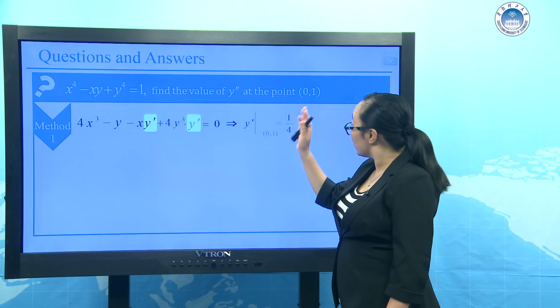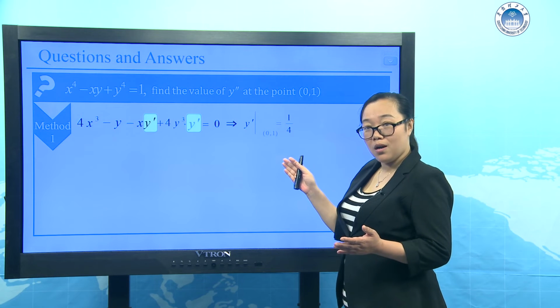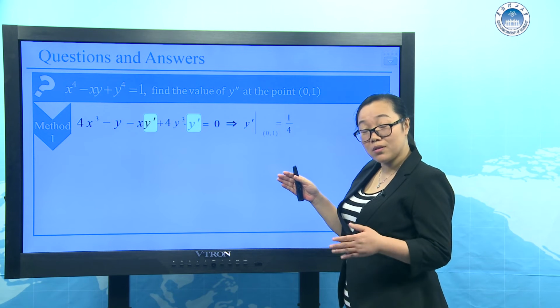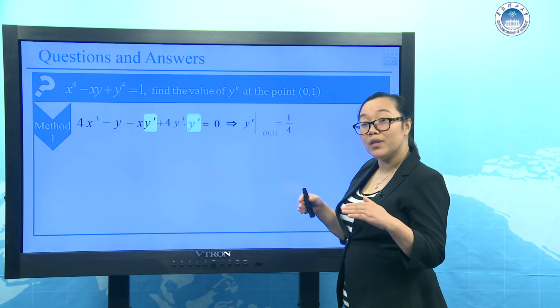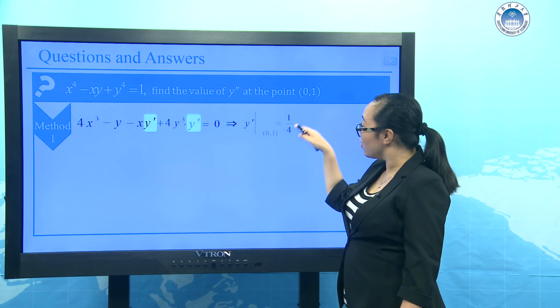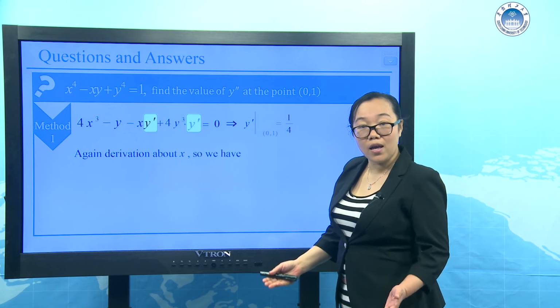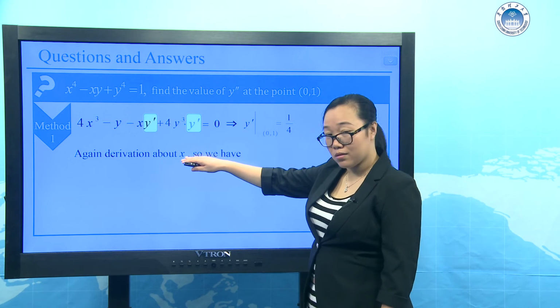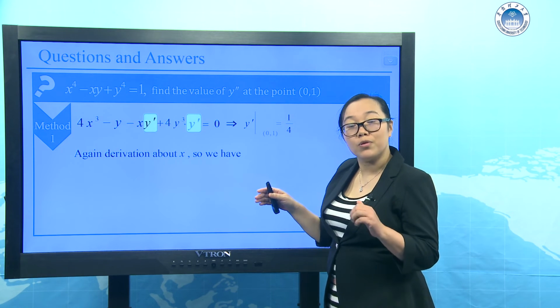At the given point (0, 1), it is a constant. Any derivative means some limit. If the limit exists, it means some real number. So y prime at the given point equals 1 by 4. And then we can get, again, derivation about x. The first time, again, we can get y double prime.